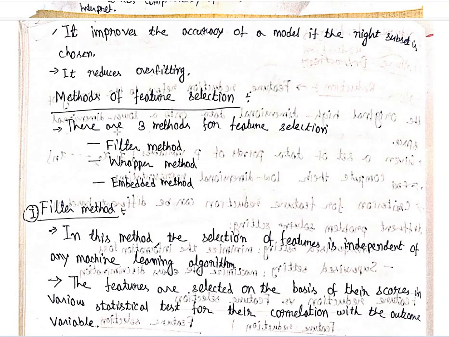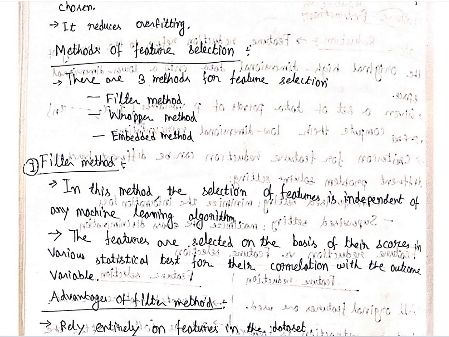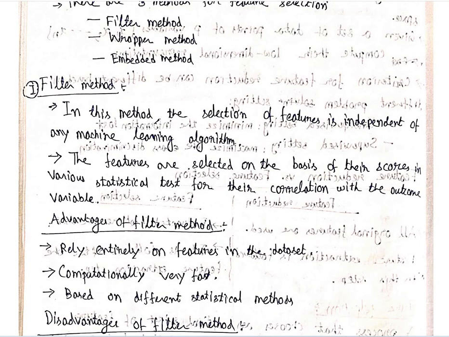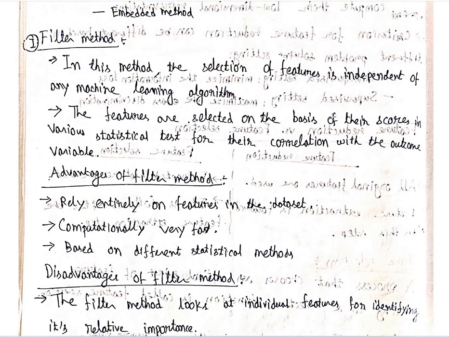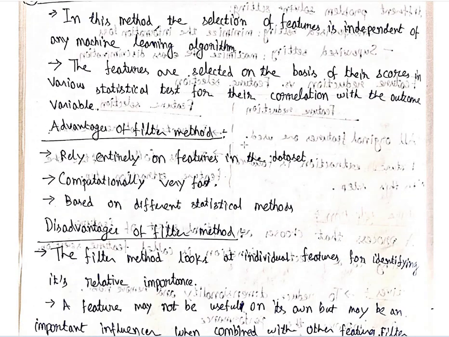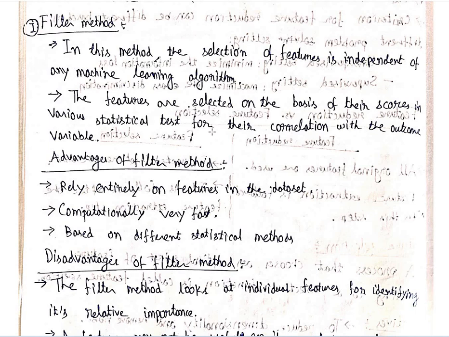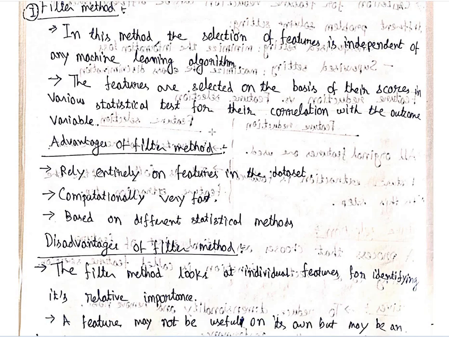So, methods of feature selection: we have three methods, filter method, wrapper method and embedded method. In filter method, the selection of features is independent of any machine learning algorithm. Whatever algorithm we use, the method is going to be the same. The features are selected on the basis of scores in various statistical tests performed for correlation with the outcome variable. So based on the statistical test, the features are identified, extracted and selected.